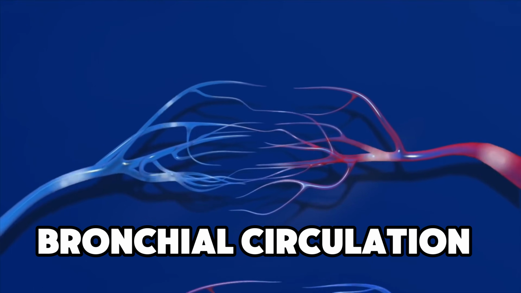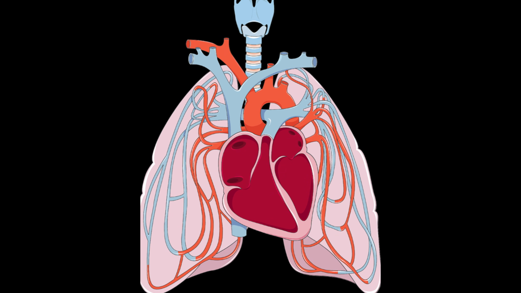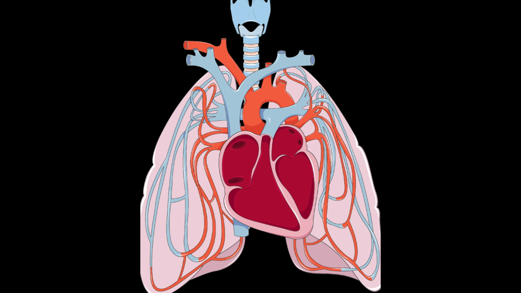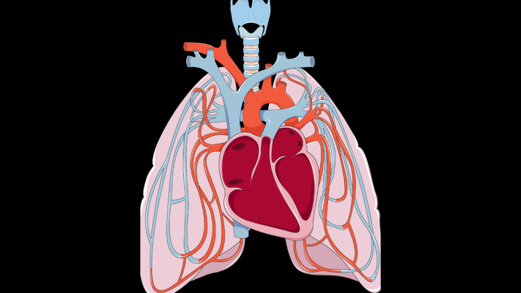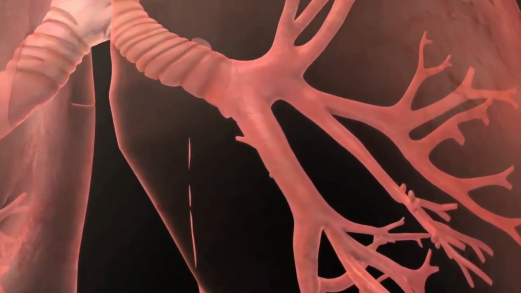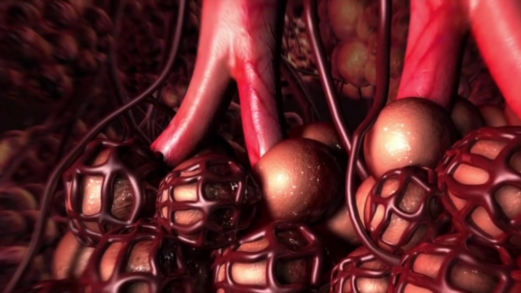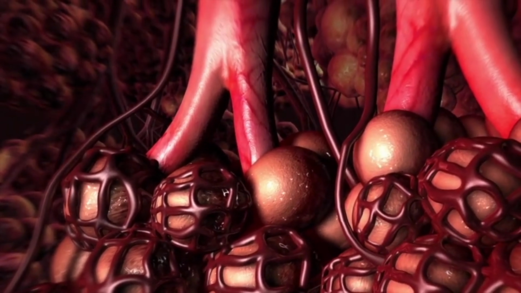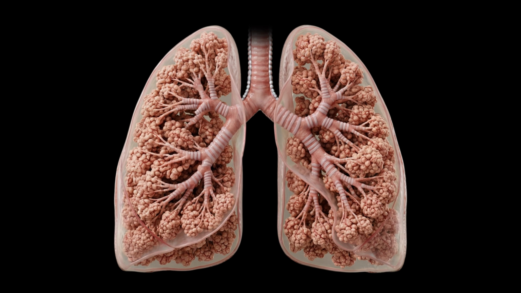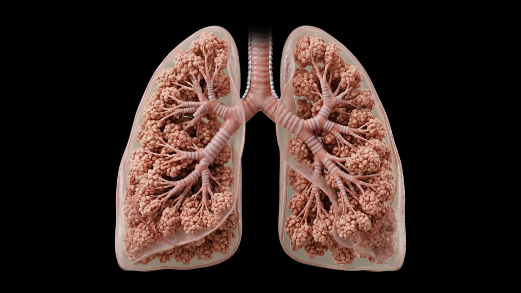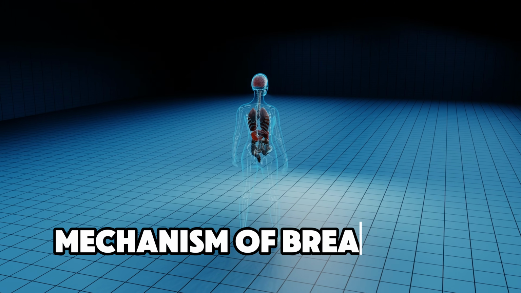Bronchial circulation. In this pathway, the bronchial arteries supply oxygen and nutrients directly to the structural tissues of the lung itself, meaning the bronchi, bronchioles, and pleura. These arteries branch off from the aorta and provide the systemic blood supply necessary to keep the lung tissues alive and working. Mechanics of breathing.